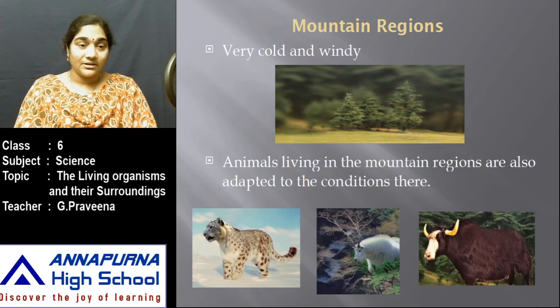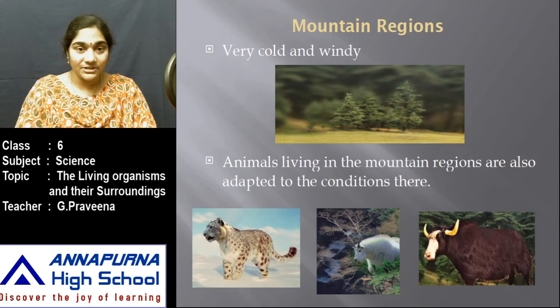Coming to animals which are living in the mountain regions, they are also adapted to the conditions there. In the image you can see the snow leopard. What is the adaptation seen in this organism? It has a thick fur so that it can escape from the cold, and its feet have a large amount of fur so that it can easily walk on the snow. Another animal, the goat, which lives in the mountain region, has strong hooves so that it can run on the rocky sloping regions of the mountains.